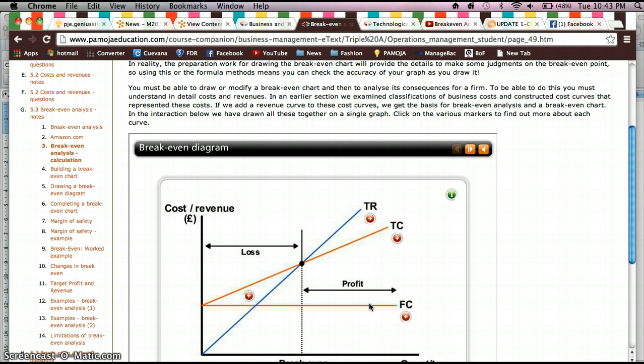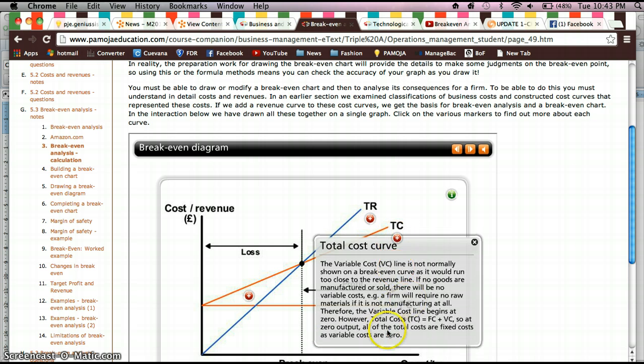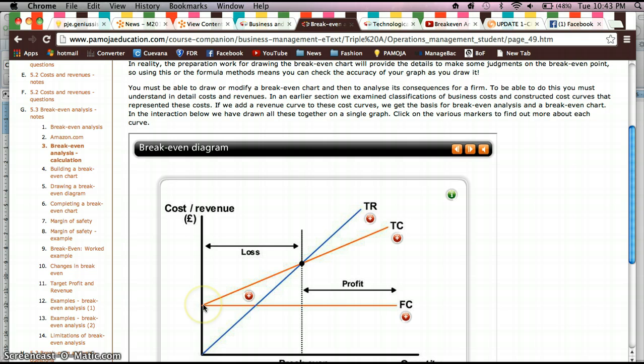Then we have the total cost. The total cost is equal to the fixed cost plus the variable cost. Therefore, at zero output, which is right here, all of the costs are fixed because there's no selling or buying of the goods and services. Therefore, there's no revenue.